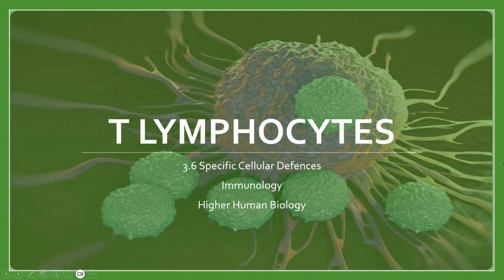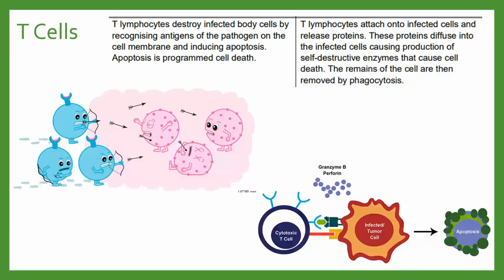Hi, in this video we're continuing with key area 3.6, specific cellular defences, this time looking at the action of the T lymphocytes. So the T lymphocytes or T cells are the specialised type of white blood cell that will destroy our own infected body cells, again through this recognition of the antigen on the pathogens. And in this case, it will induce what's known as apoptosis or programmed cell death.